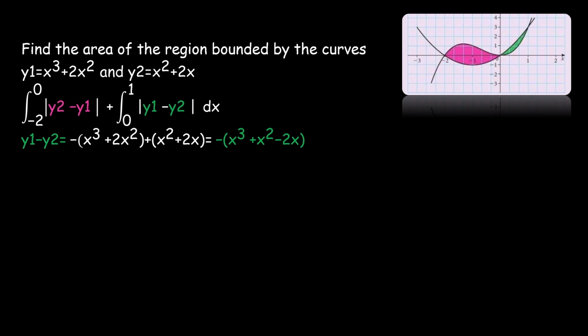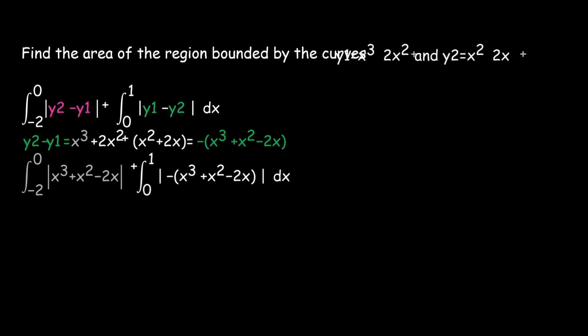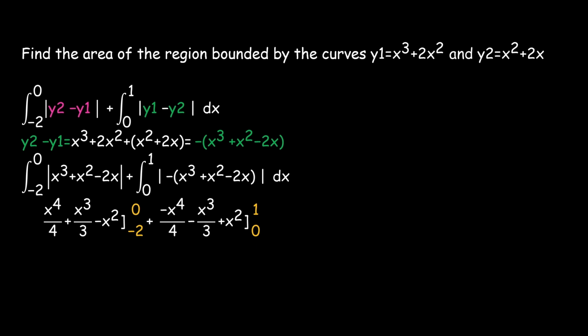Okay, so let's plug that in, integrate them by adding 1 to the power and dividing by the new power. Going to have x to the power 4 over 4 plus x cubed over 3 minus x squared from -2 to 0. And then the same function from 0 to 1. The same function with the slight difference of a negative, of course. Don't get me wrong.